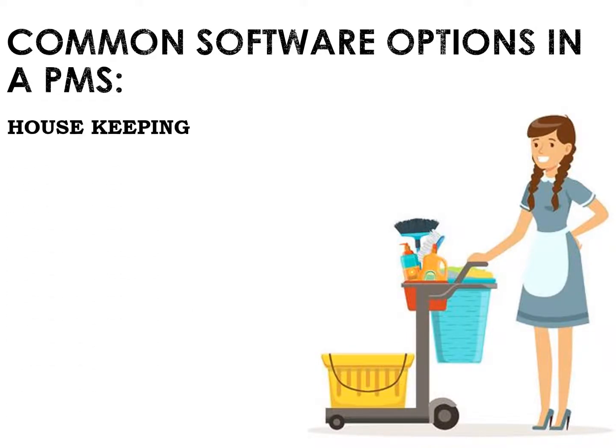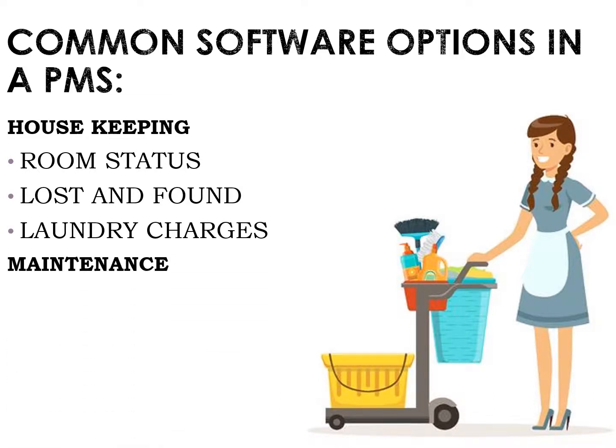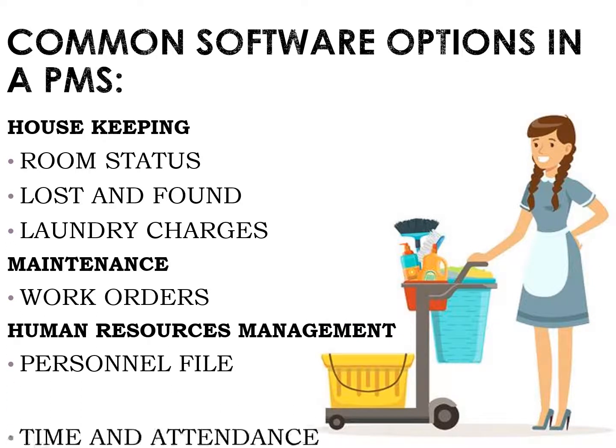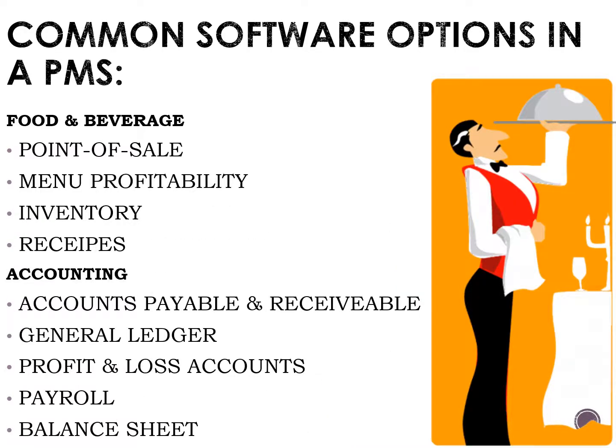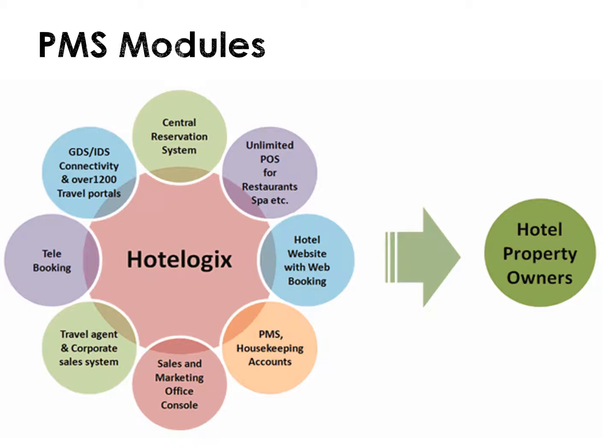And some other options, like the housekeeping department: room status, lost and found, laundry charges, easily we can find. Maintenance department also can be done with different components, and HR. Like this, many departments get many advantages. Food and beverage, say food point of sale, profitability, inventory, receipts can be done, and the accounting department also gets many advantages from this system. They also have components like accounts payable, general ledger, profit and loss, payroll, balance sheet. Everything can be done by this. Everything we can discuss in that. Sorry, for the next, as a module we can find out.